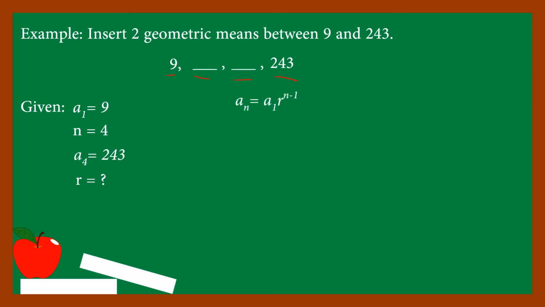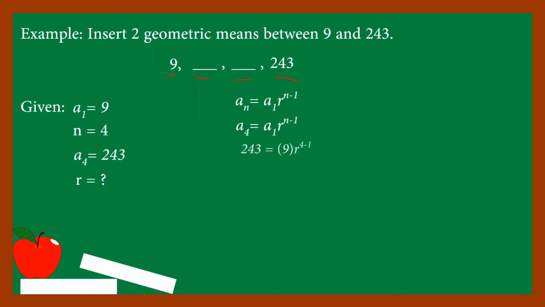So we're going to use yung formula natin for solving the nth term of a geometric sequence. We have a sub n is equal to a sub 1 times r raised to the power of n minus 1. So yung hinahanap natin would be yung r. So pwede nating palitan si a sub n as a sub 4 since we have 4 terms. So a sub 4 is equal to a sub 1 times r raised to the power of n minus 1.